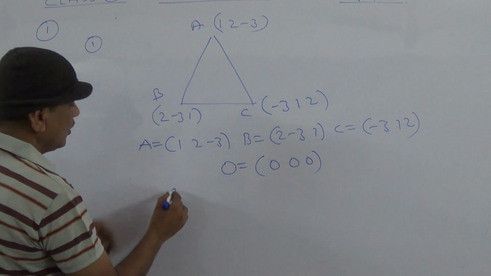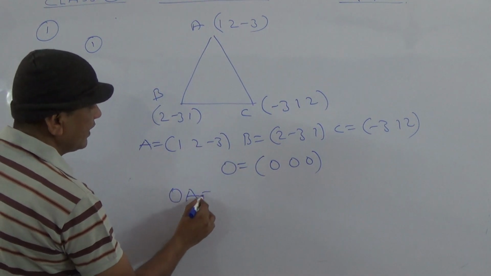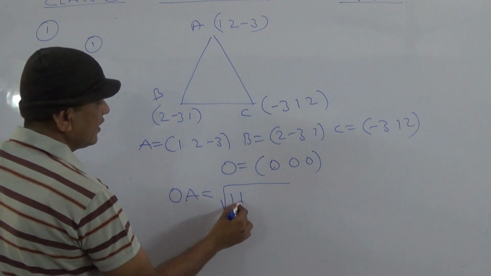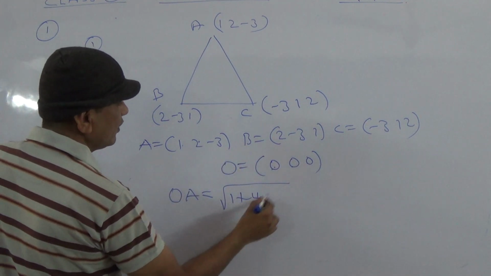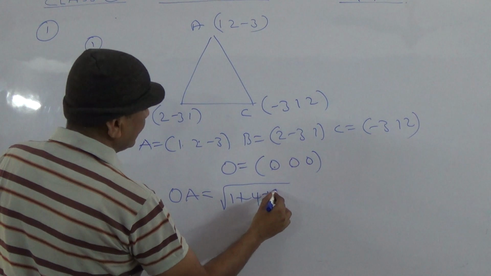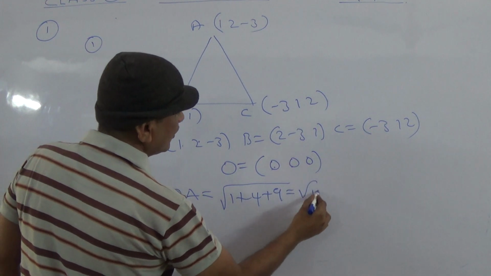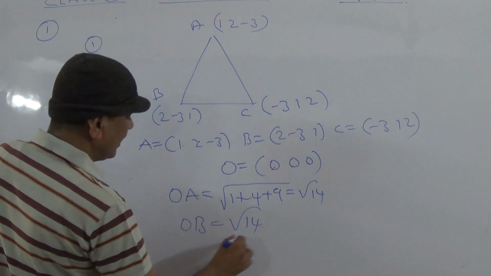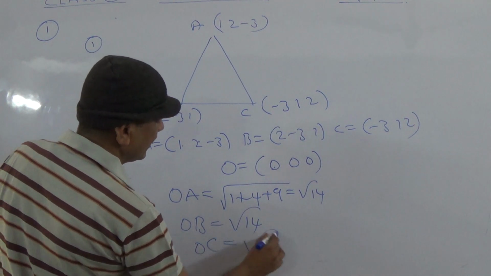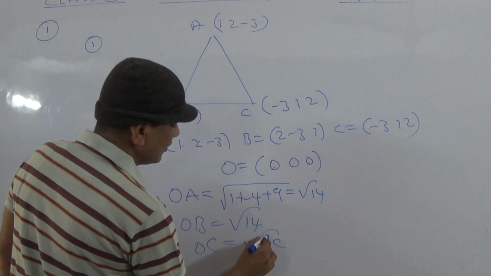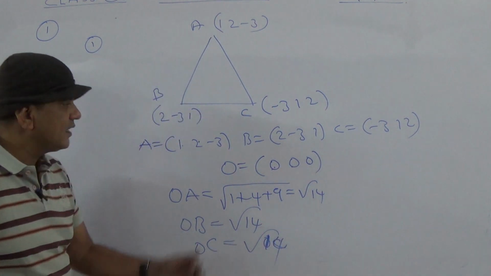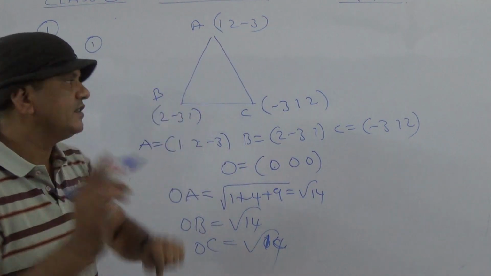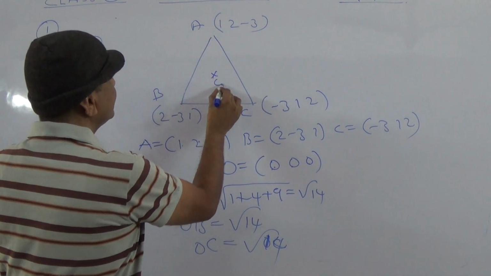Now we observe that OA is the distance, under root of (0 minus 1) square, (0 minus 2) square 4, (0 plus 3) square is 9, that is equal to root 14. Similarly OB is also root 14, and OC is also root 14. That means the origin is equidistant from the vertices.